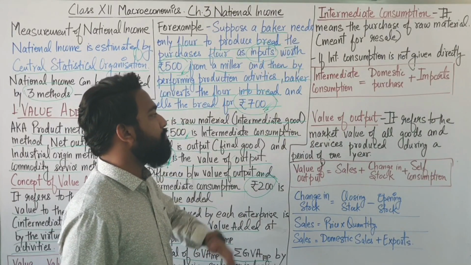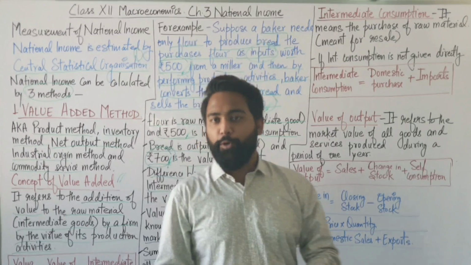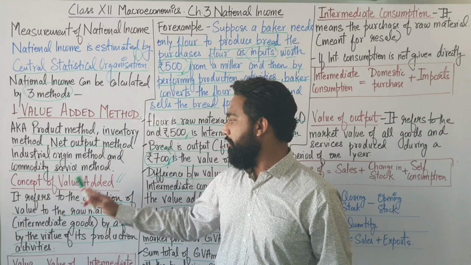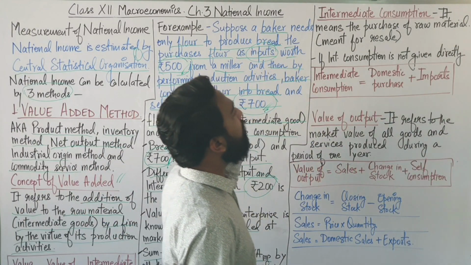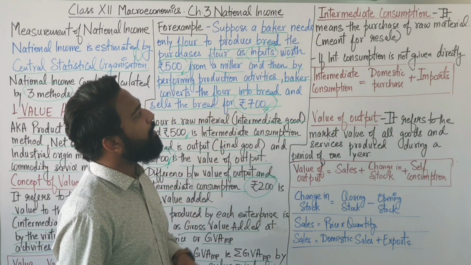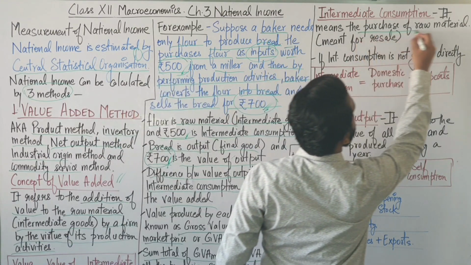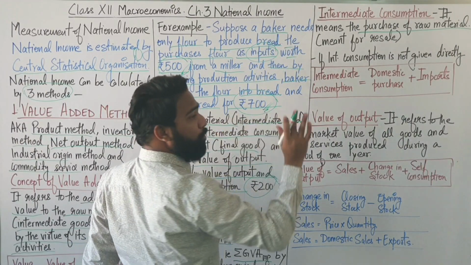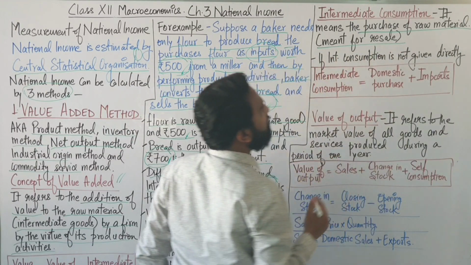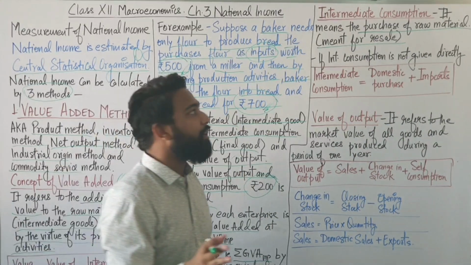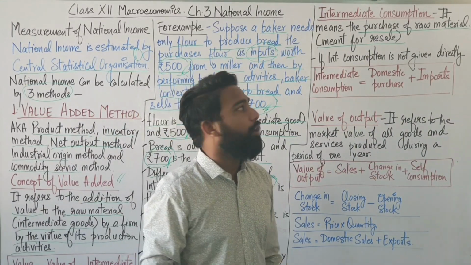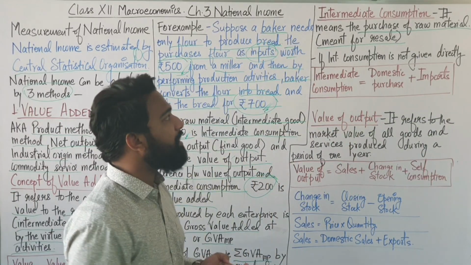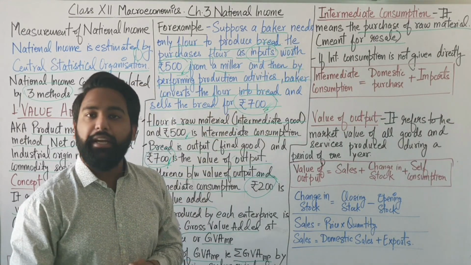What are intermediate consumption and value of output? We already understood the concept of value added. Now let's understand intermediate consumption. Intermediate consumption means the purchase of raw material, those raw materials which are meant for resale. Basically, these are the intermediate goods, and the expenditure on the intermediate goods is known as intermediate consumption.